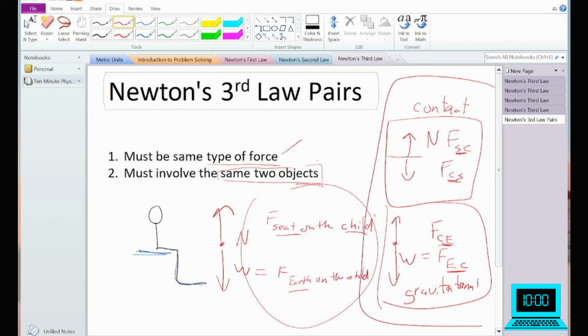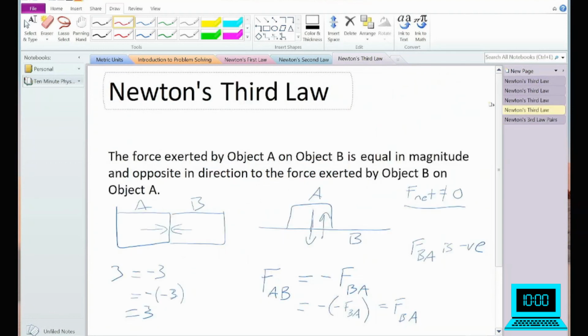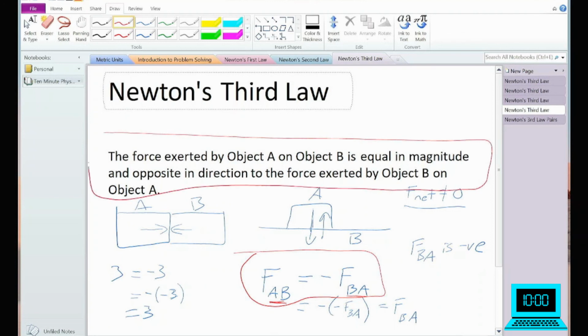Yes, it is true, all four of those values would probably be the same, but in terms of Newton's third law pairs, they need to be acting on the same objects. So when we go back to this mathematical formula here, this is what it's showing you. It's showing you two objects, A acting on B, B acting on A, and it's the same type of force. This is a much more complete definition of Newton's third law, and I highly recommend that this is the way you learn it. You can just simplify it by looking at this mathematical version of the equation.